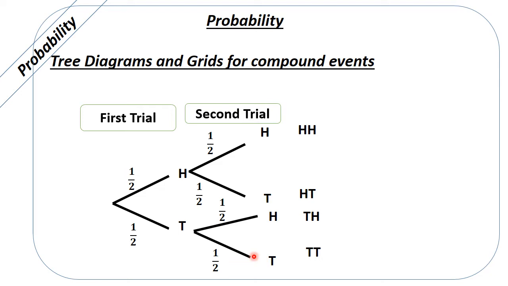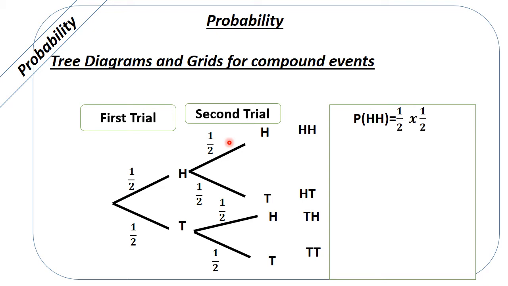So mathematically now, head head, you can write it as probability of head multiplied by probability of head. What I'm trying to say is, to get the probability of head head, you multiply the probability here and the probability here, because this is the probability of getting a head in the first and this is the probability of getting a head in the second. So probability of head head is equal to 1 over 2 multiplied by 1 over 2, which gives us 1 over 4.